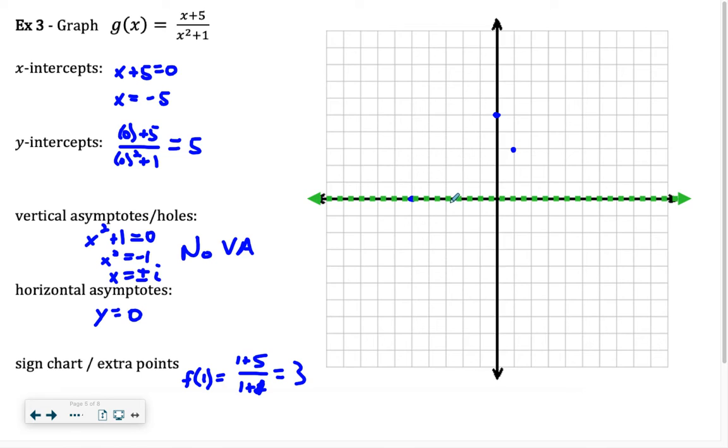All right, this is kind of weird looking. So let's plug another one in. Let's plug in -1. So this would be -1 plus 5 over -1 squared would still be 1 plus 1. So that would be 4 over 2, which would be 2. So the point -1, 2 is on my graph.